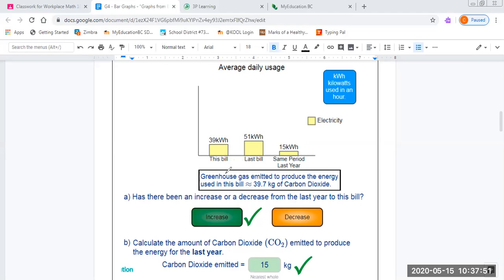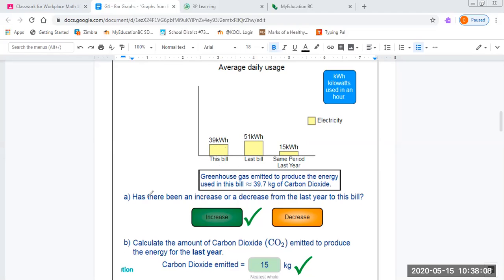It also is telling us here that the greenhouse gases emitted to produce the energy used in this bill, so that this bill here is 39 kilowatts, was 39.7 kilograms. So in essence, it's almost 1 kilogram of carbon dioxide that is produced for every kilowatt you use.